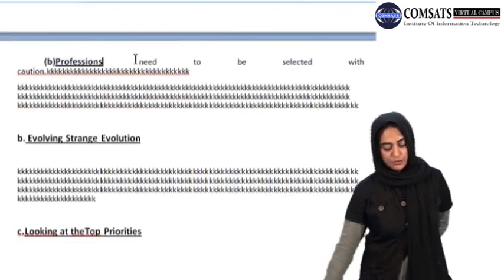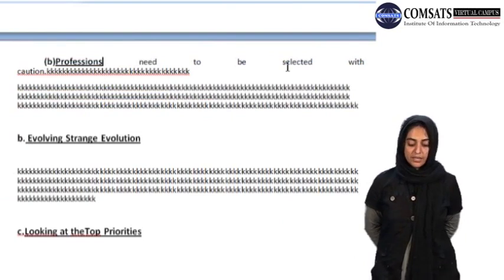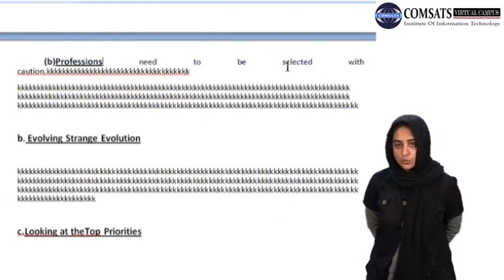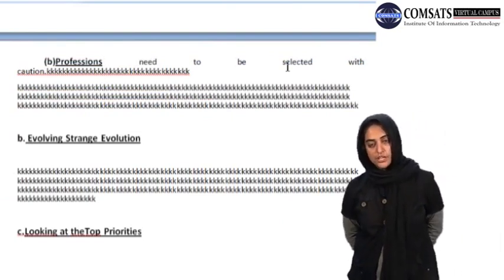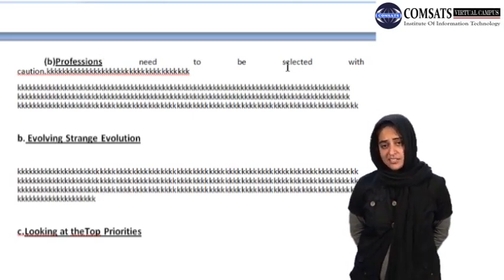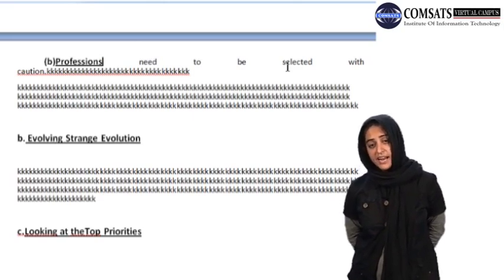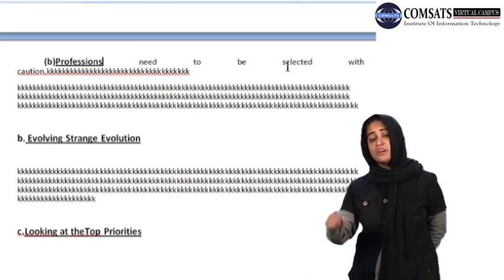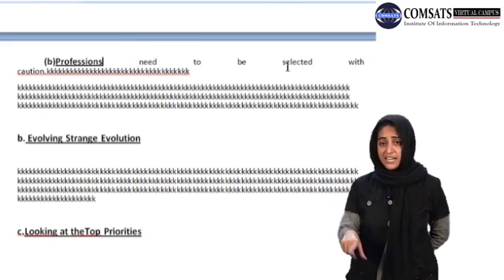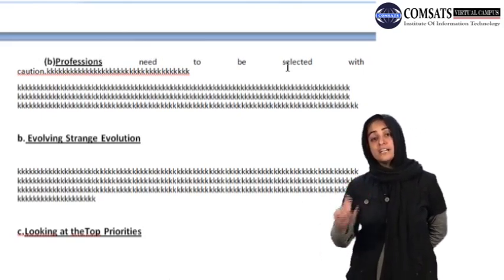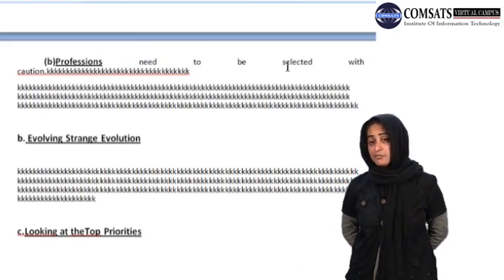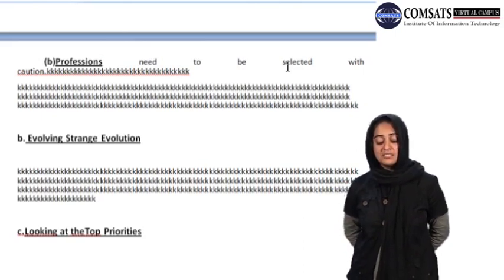Okay, then after it, dear students, we are having another heading in front of you. Let us judge which degree of heading is this. Professions. Left margin of the page but indented towards inside, first letter of the word is capital, P is capital, underlined, and one line space above it, no line space below it. That means the text is beginning from the very line of the heading, but the heading is also the part of the first sentence of the text. As you can see on the screen, professions need to be selected with caution.